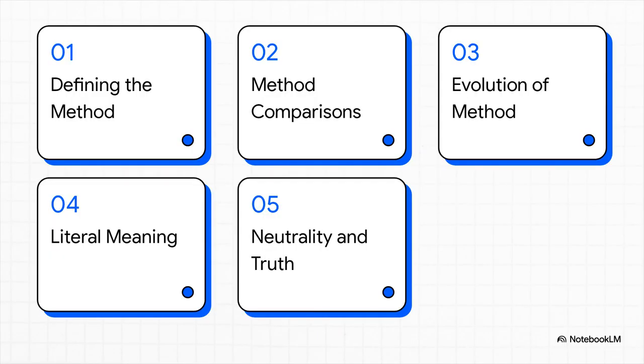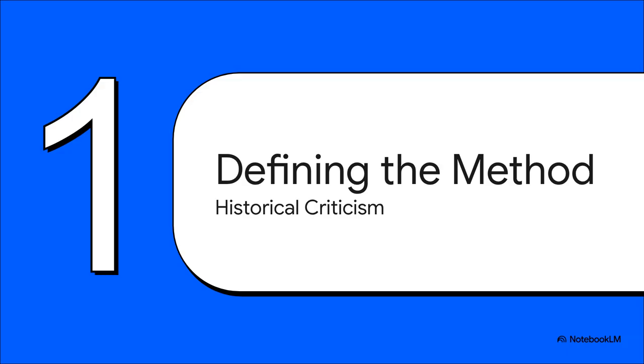So, here's our roadmap for today's explainer. First, we'll define historical criticism. Second, we'll compare it to the grammatical historical method. Third, we'll trace the evolution of the method. Fourth, we'll look at seeking the literal meaning. And finally, we'll tackle the big ones: neutrality, truth, and falsehood. Okay, let's jump right into section 1, defining historical criticism.